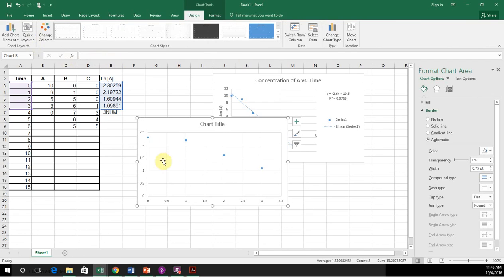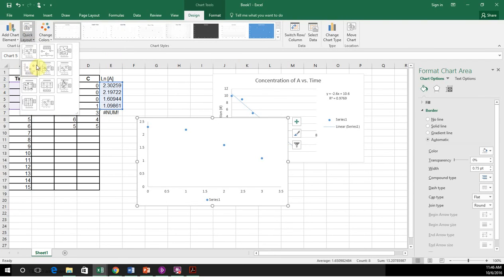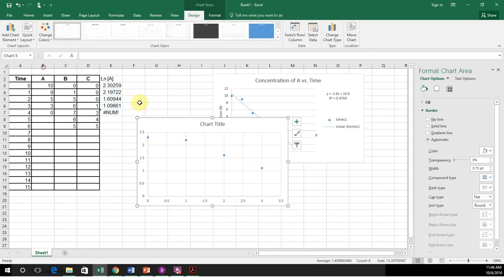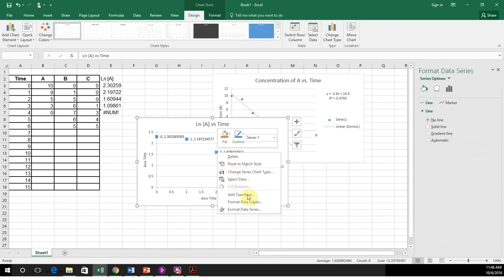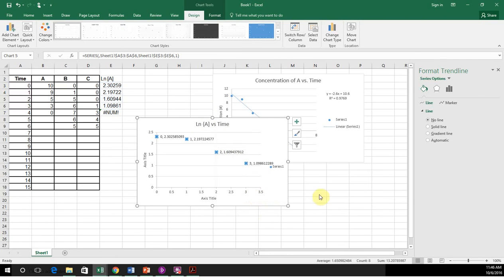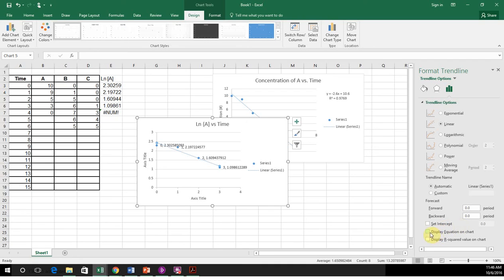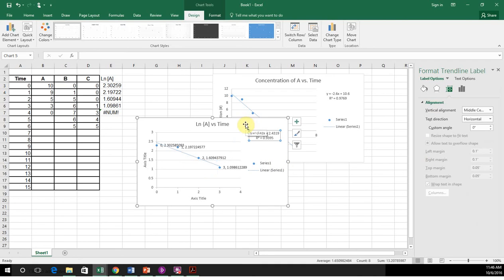You can already tell this is not going to be linear, but that's okay. Now I'm going to go ahead, I'm not going to label these axes, but what I do want to do is include your trend line. And again, you want to have both the equation and the R squared value on the graph.